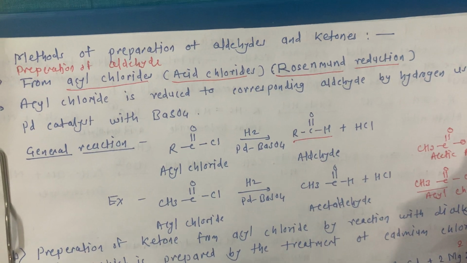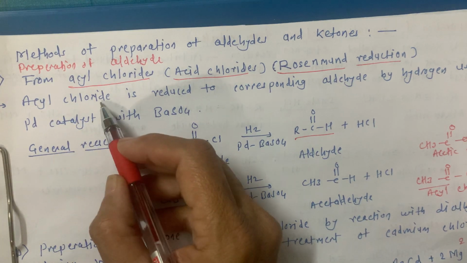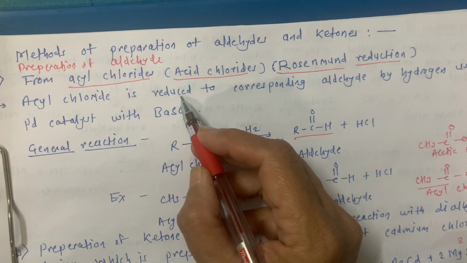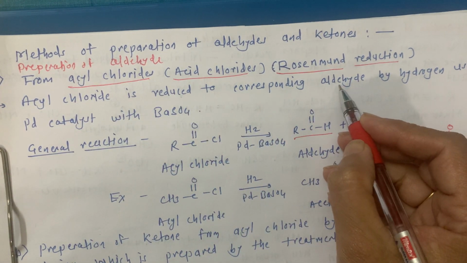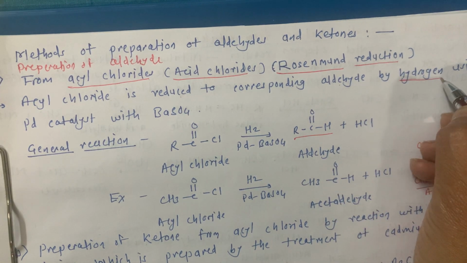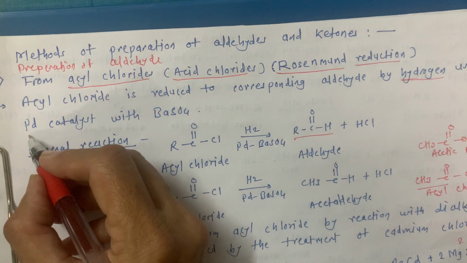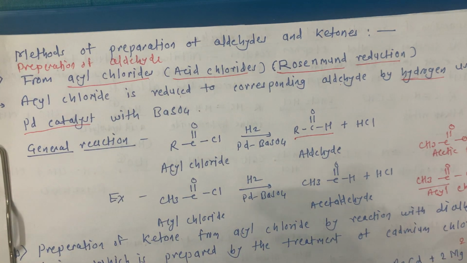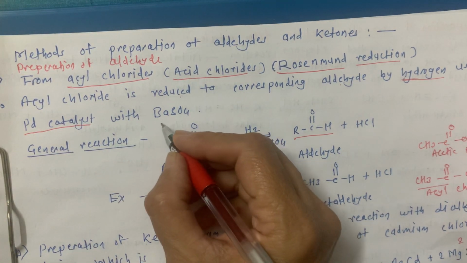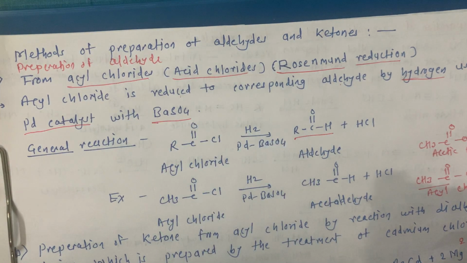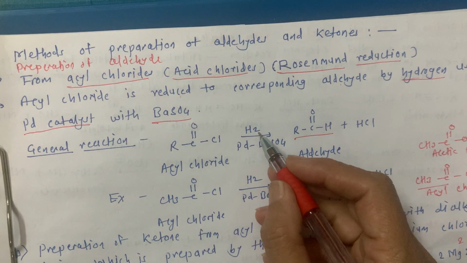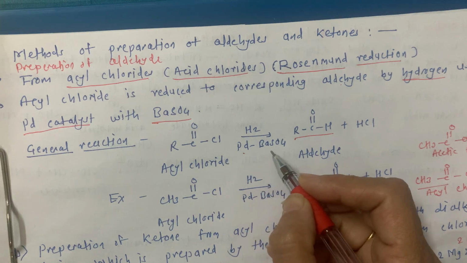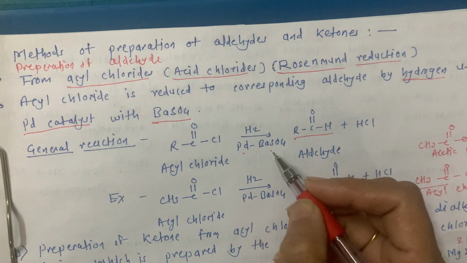Now what did he use? He used acyl chloride, which is reduced to the corresponding aldehyde by hydrogen using palladium catalyst. So palladium catalyst in presence of barium sulfate. This is again important. You have to write down H2, palladium in presence of barium sulfate.